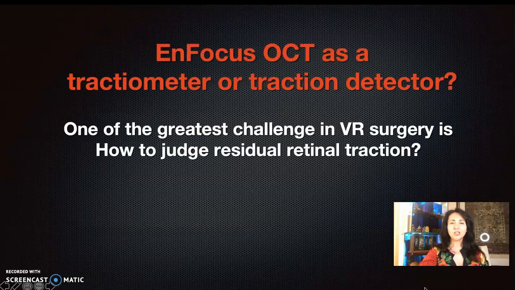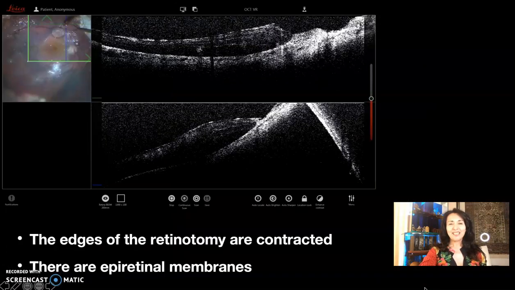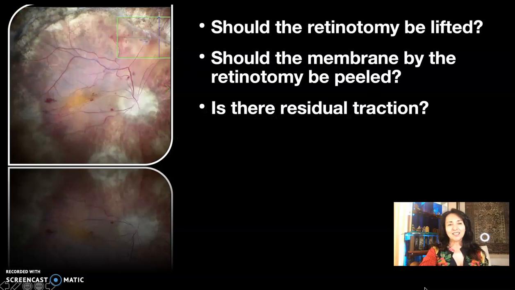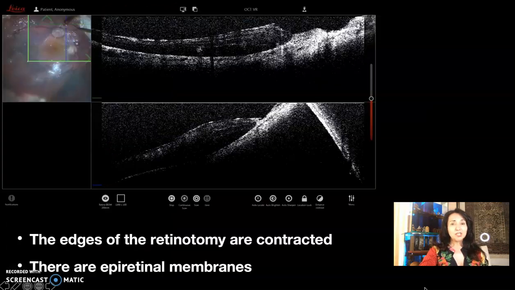But you can also judge residual traction. I think this is one of the greatest challenges in VR surgery, how to judge residual traction. Can the intraoperative OCT finally be a traction meter or a traction detector? In cases like this, you can wonder, should the retinotomy be lifted again? Should the membrane by the retinotomy be peeled or left over there? Is there residual traction? It's not easy to judge.